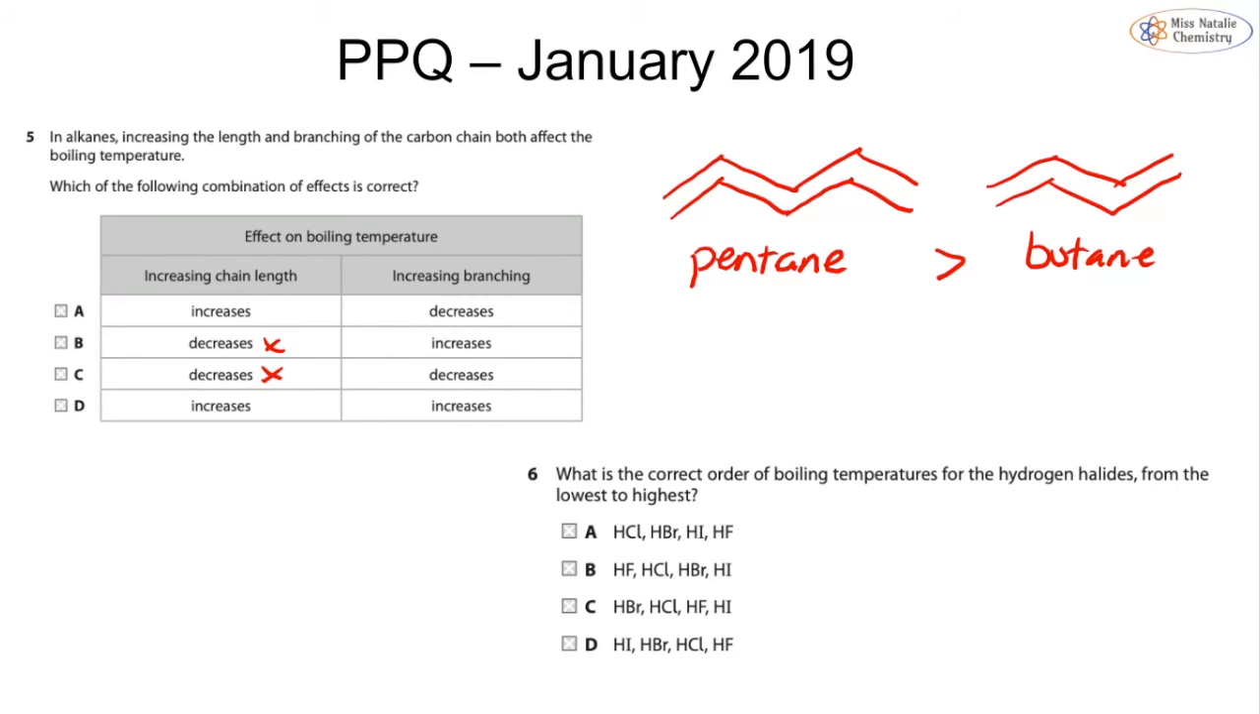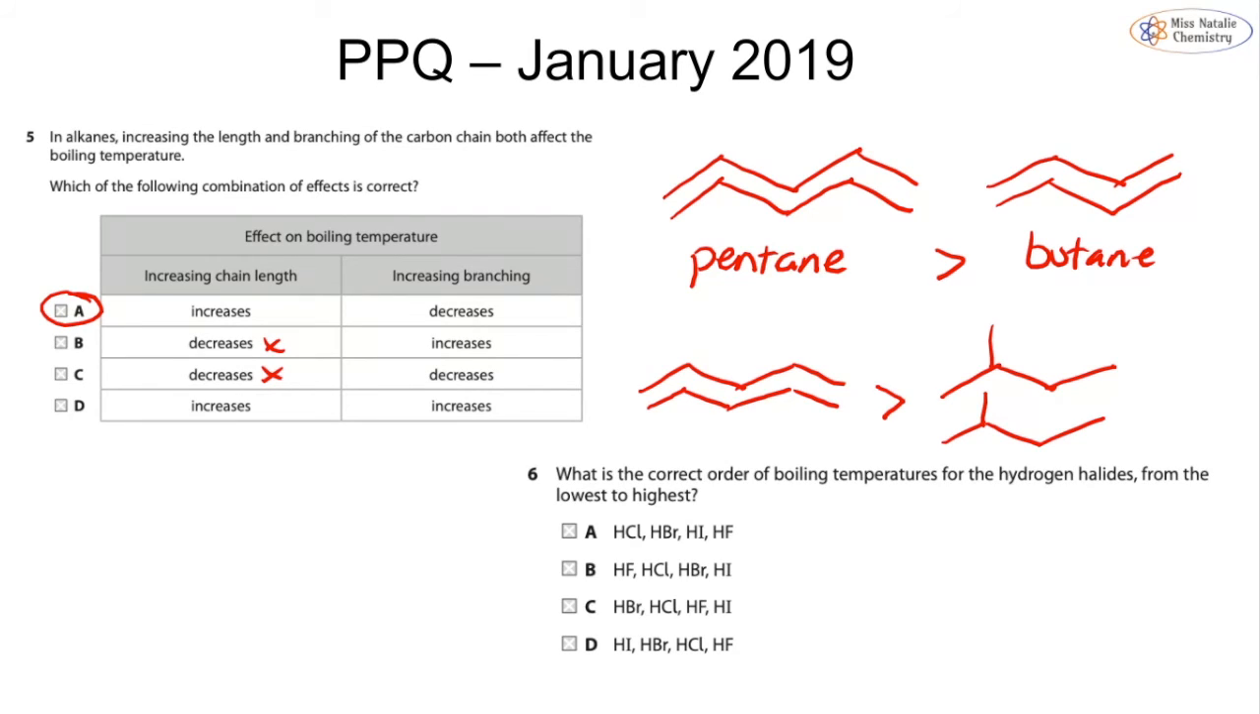Now if we take pentane again, and we compare that this time to a branched isomer, we know that the pentane is going to have the higher boiling point. So increasing the amount of branching is actually going to decrease your boiling point. So therefore our answer must be A.